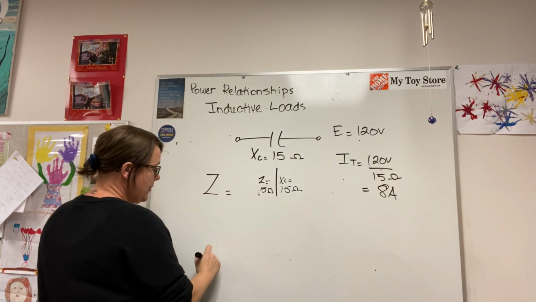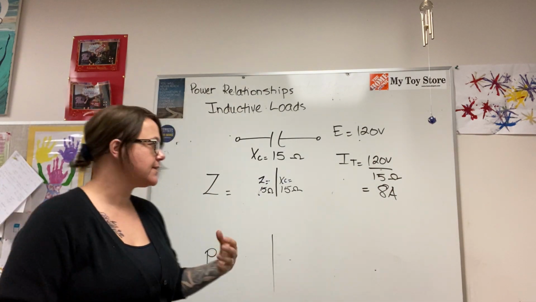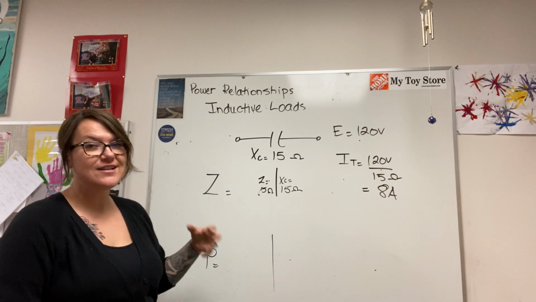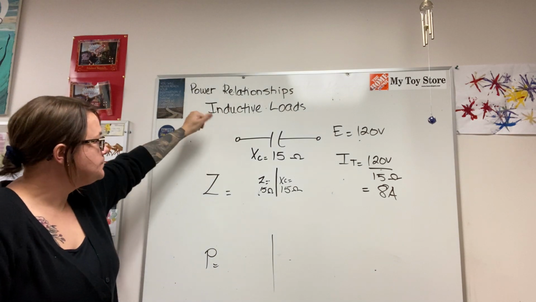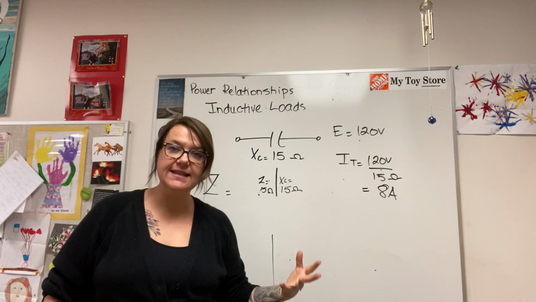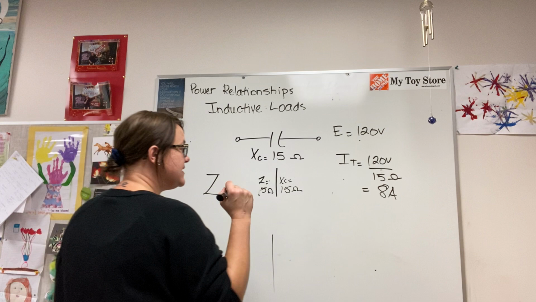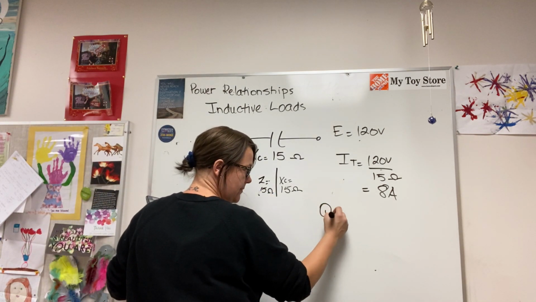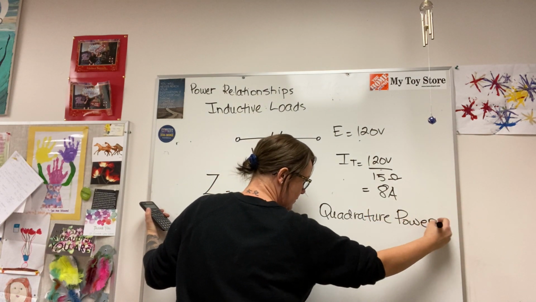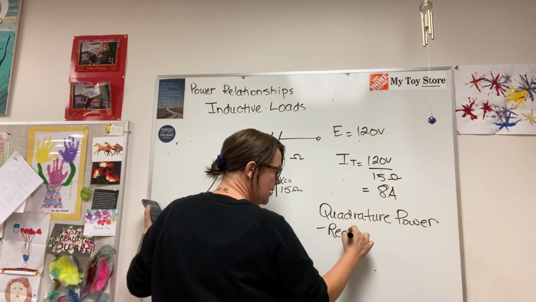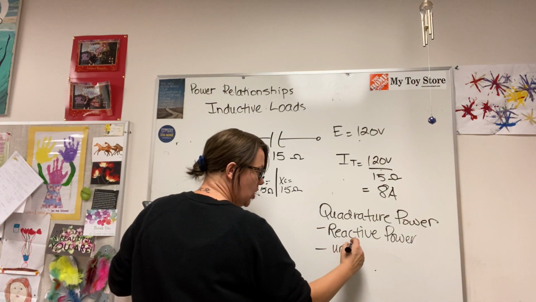Okay, so I want to figure out my power triangle. Again, whatever your impedance triangle looks like, your power triangle is going to look the same. Whatever power factor your impedance triangle is, the power factor will be the same. We'll look at that in a second. So what type of power does a capacitor produce? Exactly the same as an inductor, just 180 degrees out of phase from the inductive. So it still produces quadrature power, okay, quadrature power, reactive power. Unit of measurement is VARs.